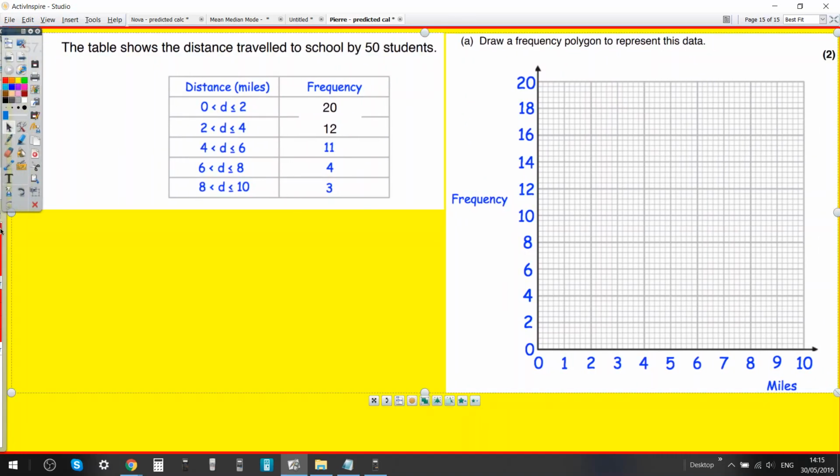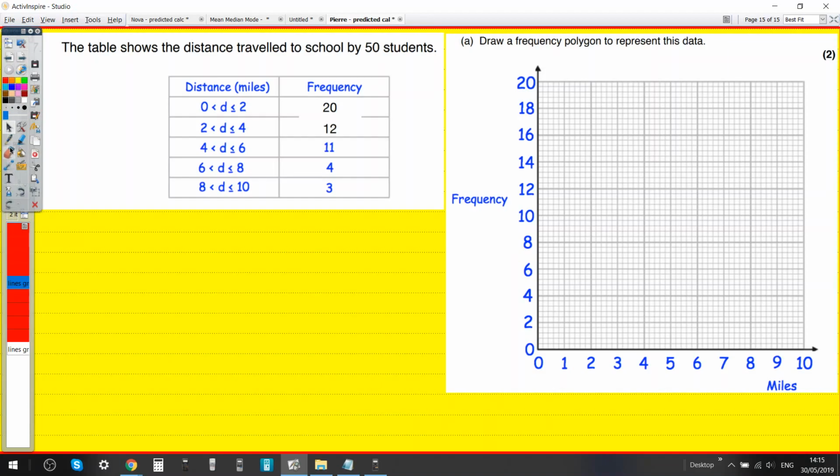Okay, how do we do it? So the midpoint is for the first one. Well, it's going to be 1. So in miles, 1, and then going up to 20, and you make a plot at 20. Yeah, 120. And you do that for all of them.